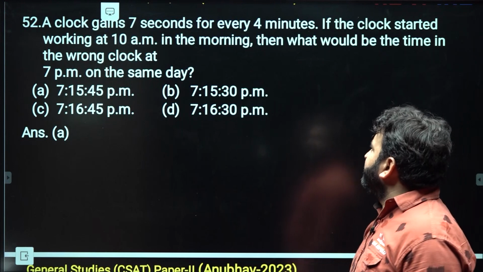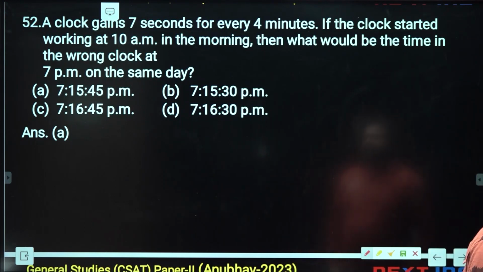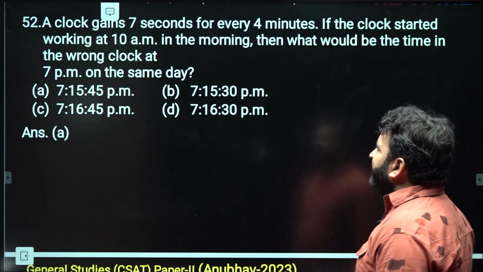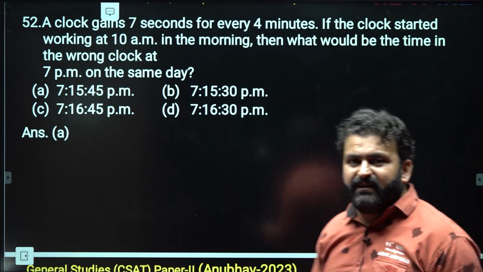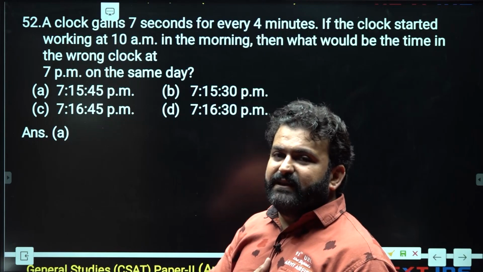Given a clock gains 7 seconds for every 4 minutes. If the clock started working at 10 a.m. in the morning, then what would be the time in the wrong clock at 7 p.m. on the same day? So 10 a.m. to 7 p.m. it is, what is the total time period in between?